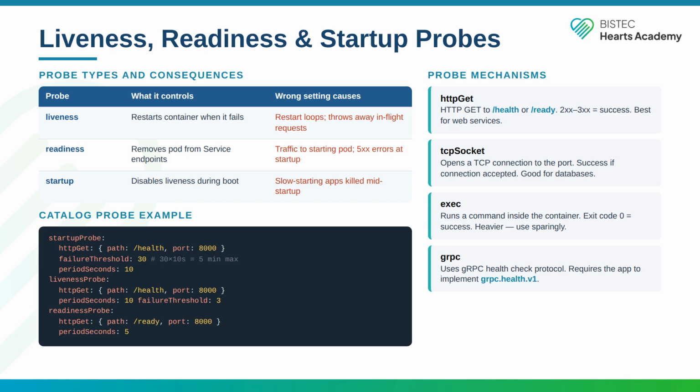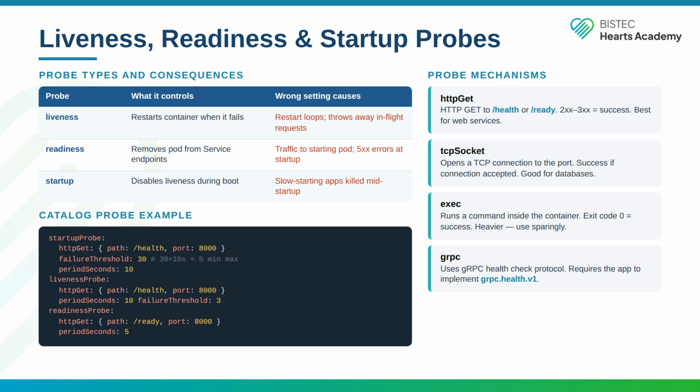Startup probe disables the liveness probe until it succeeds. Without a startup probe on a slow-starting pod, the liveness probe fires during startup, kills the container, and it never finishes starting. A failure threshold of 30 with a period seconds of 10 gives the app up to 5 minutes to start before the liveness probe activates.